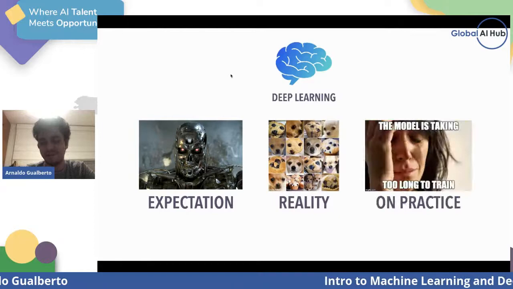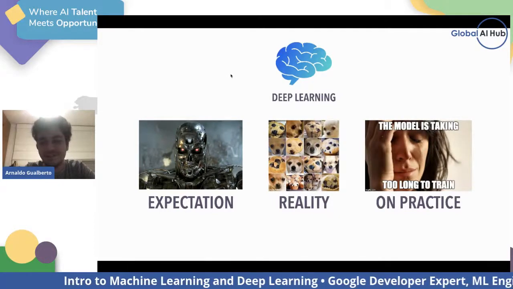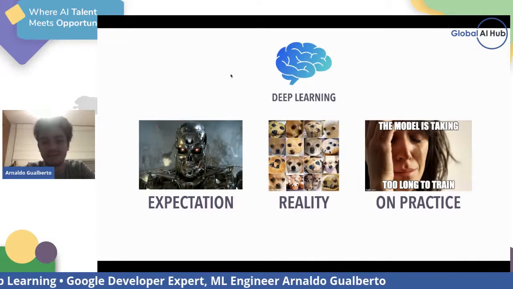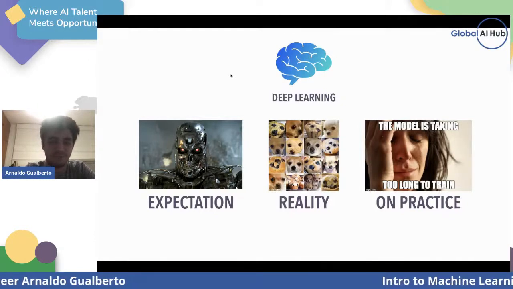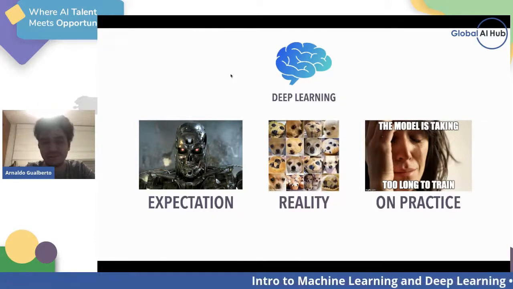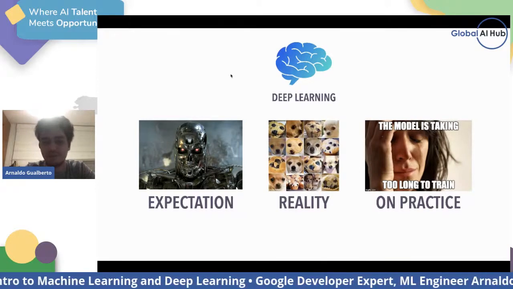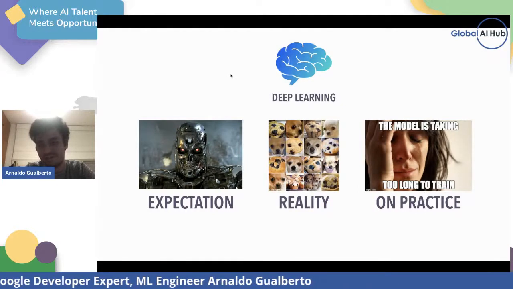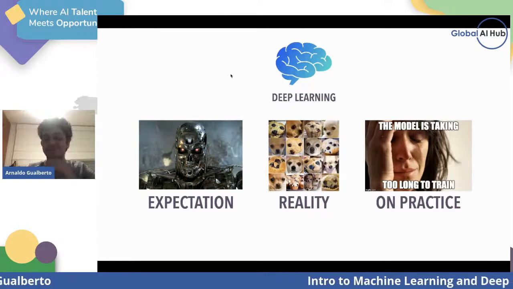Today I want to talk about what deep learning is like in practice. Deep learning in practice is a very hard task: you spend a lot of time tuning your hyperparameters, testing and evaluating your network, and deploying your model. I want to talk about deep learning in practice.